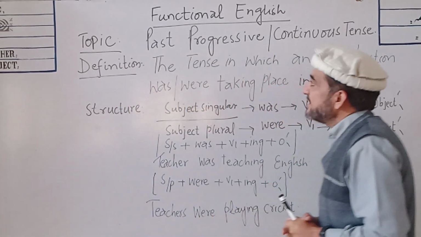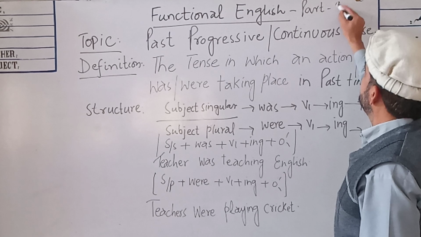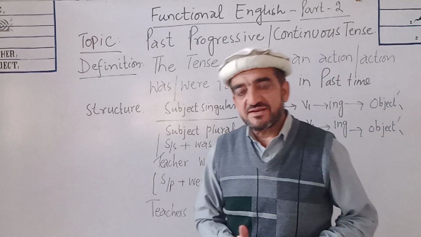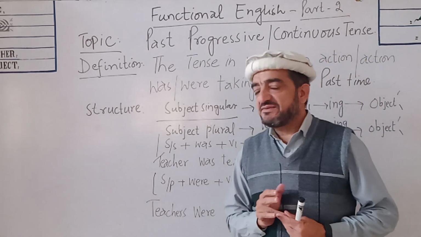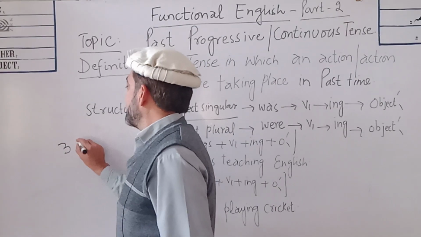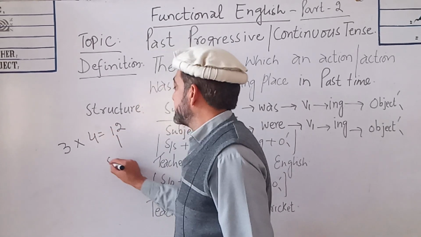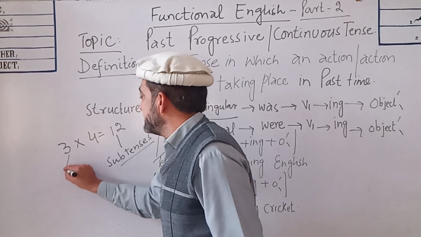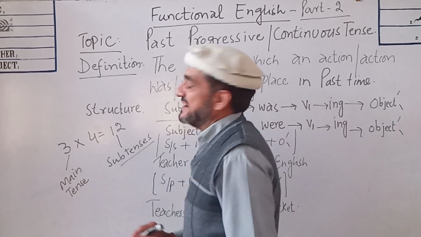Dear students, today I am going to discuss part 2 of functional English that was related with tenses. As we have already discussed that there are three main tenses. The one is called past tense, the other is called present tense, and the third one is called future tense. These three tenses are further divided into 4 each, so we have 12 subtenses. You have to remember always that main tenses are 3 and subtenses are 12.